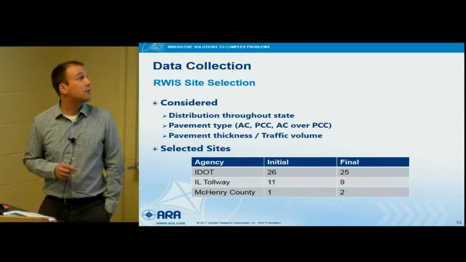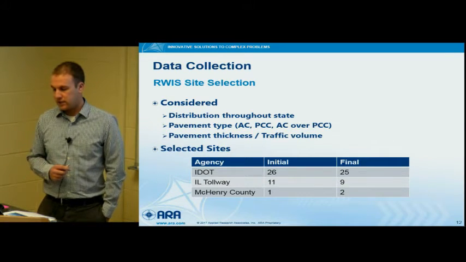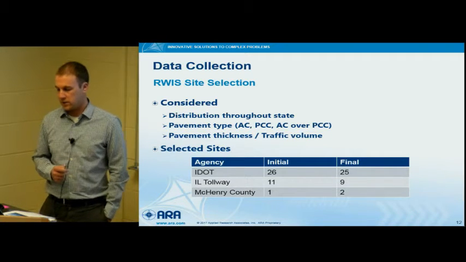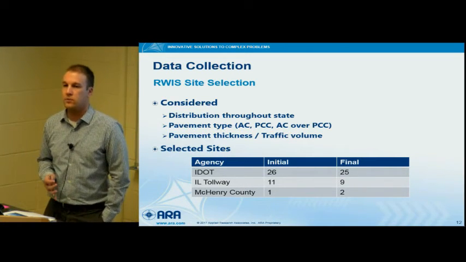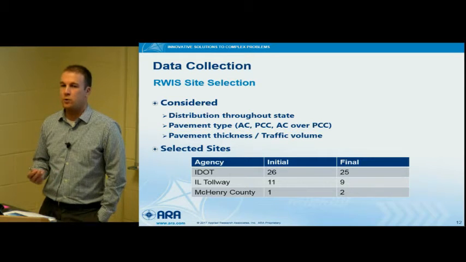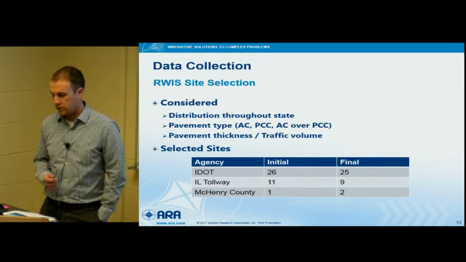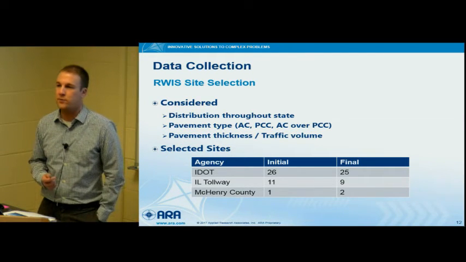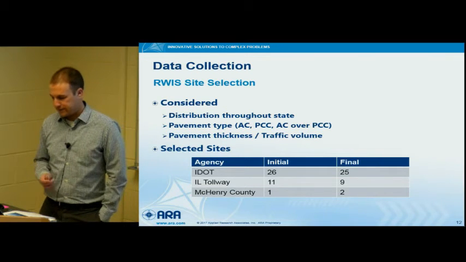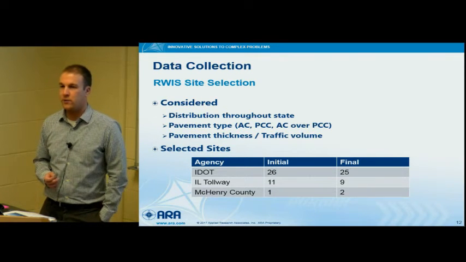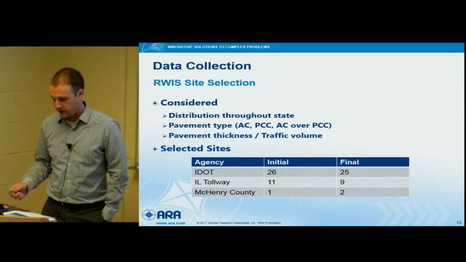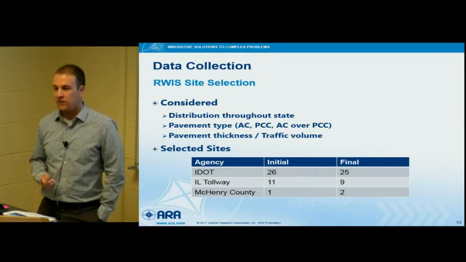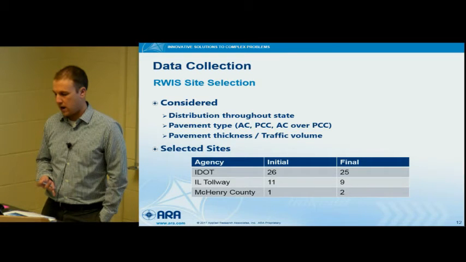First, for our final site selection, we wanted to cover the entire state. That was the big thing. So we're not just biased with the northern part of the state or the southern part. We also wanted to make sure we cover most pavement types because concrete and asphalt respond differently to climatic effects. And then also we wanted to have thick and thin pavements because that also has an effect. So for the final sites, we had 25 Illinois DOT sites, 9 tollway sites, and 2 McHenry County sites.